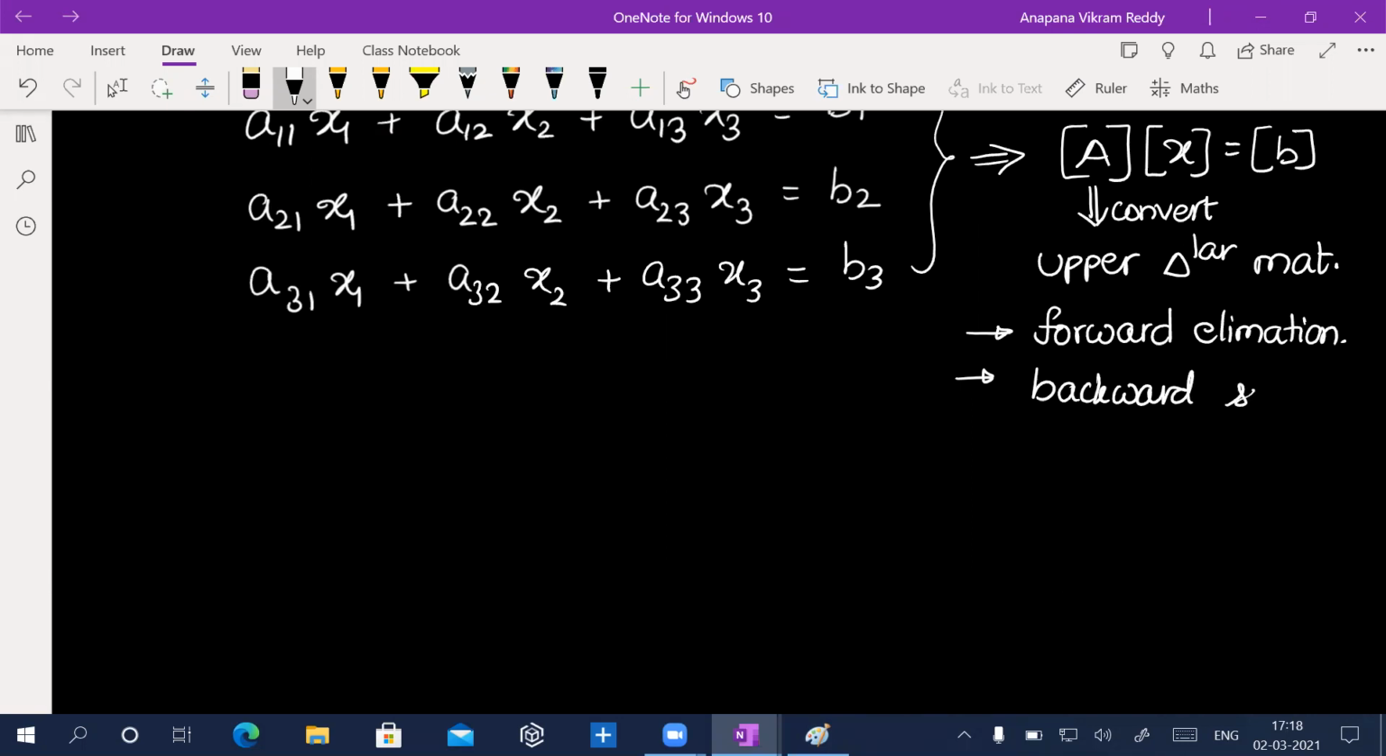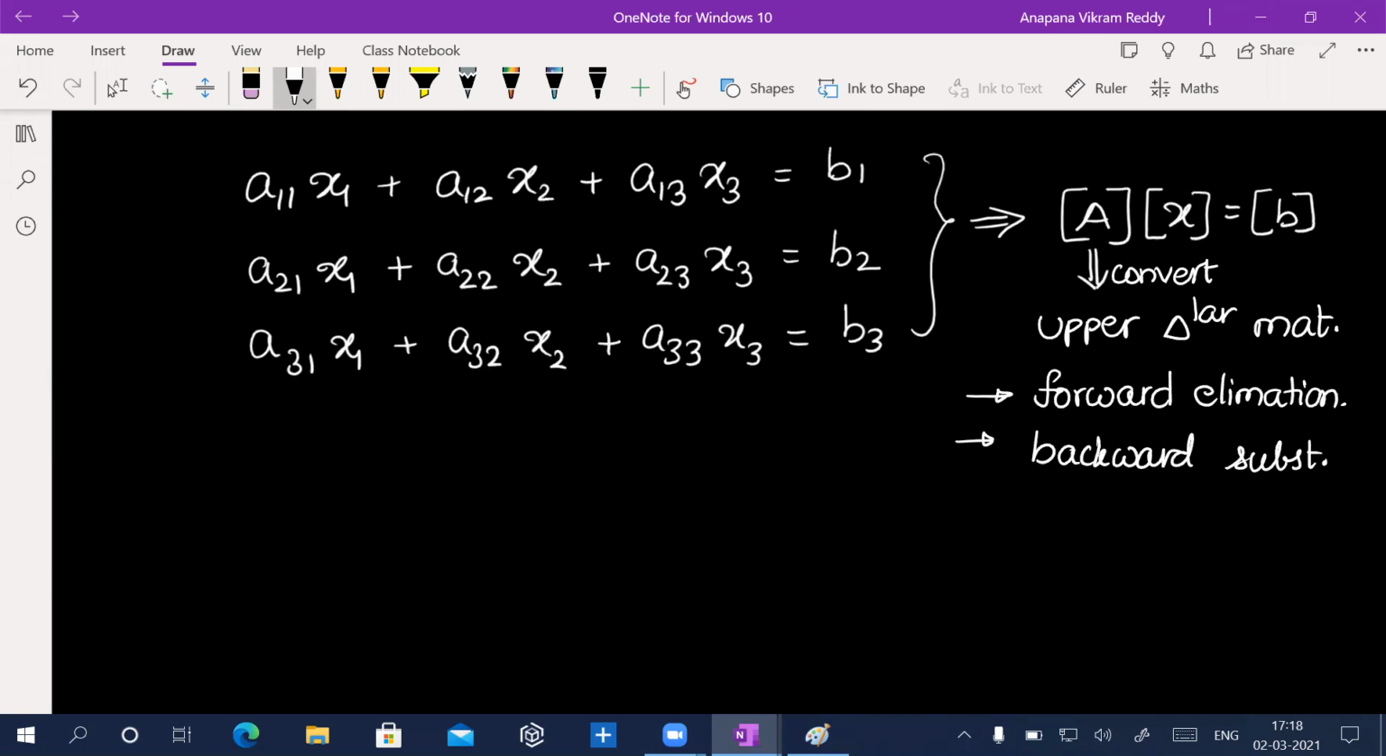So backward substitution. Now, how many equations do we have here put together? Will someone speak out, please? 3 equations. So the number of equations, n, is equal to 3.